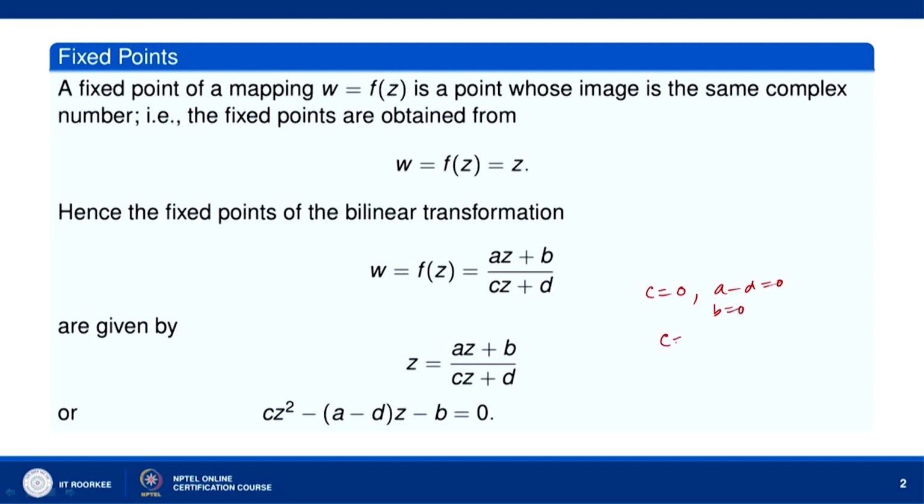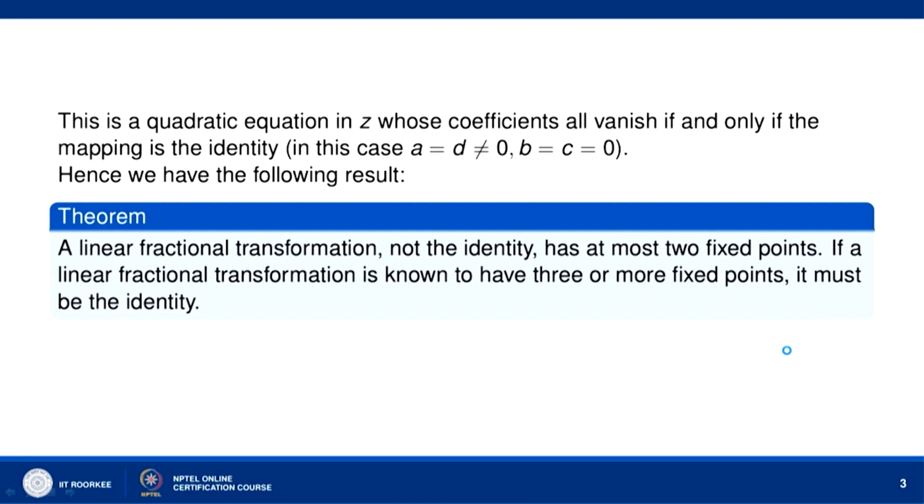Then c = 0, b = 0 and a = d gives you W = (az + b)/(cz + d). So b = 0 means this term is 0, c = 0 means this term is 0, then a = d, so it is equal to z. So when c is 0, b is 0, a = d, we get W = z, that is the identity transformation. So the quadratic equation's coefficients all vanish if and only if the mapping is the identity.